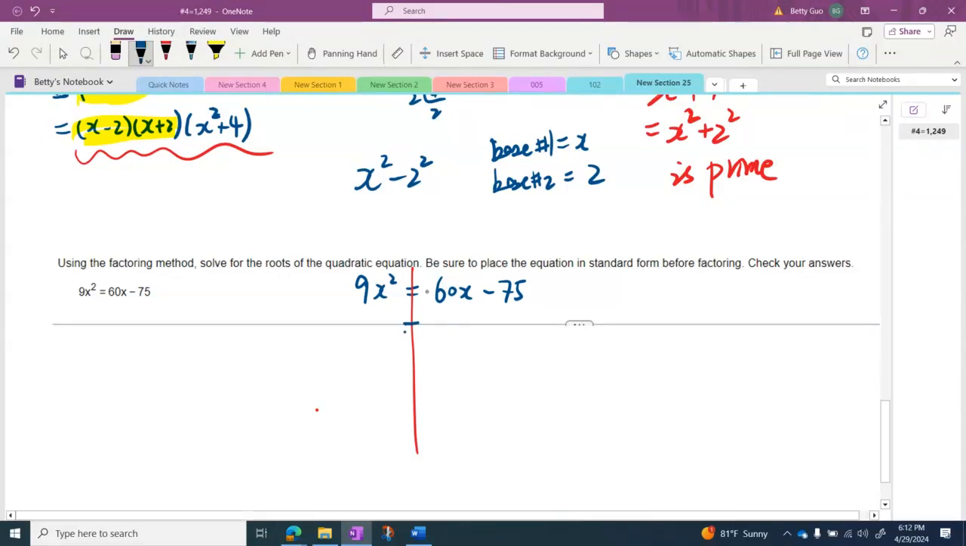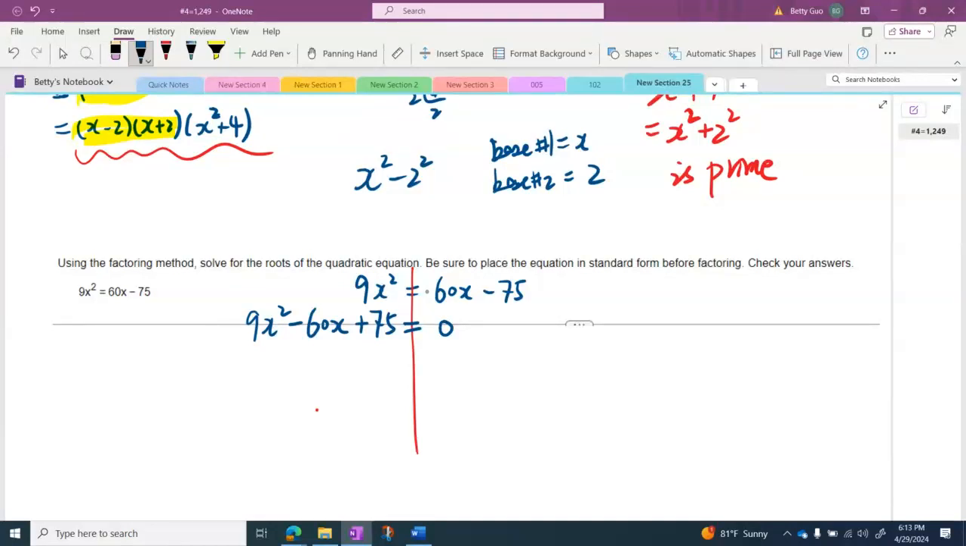We can use the transposition of terms to make the right side be 0. So we keep 9x squared on the left side. We move 60x over, and we have minus 60x. And we move negative 75 over, and we have positive 75. You remember this, right? The 60x is positive on the right. When we move it over, it becomes negative on the left. Same with the negative 75. It is negative on the right. When we move it over, it becomes positive. Right now, this equation is in standard form.